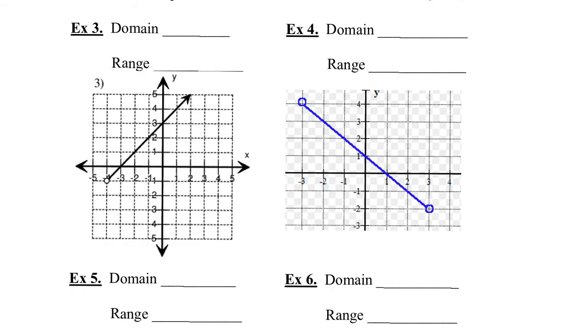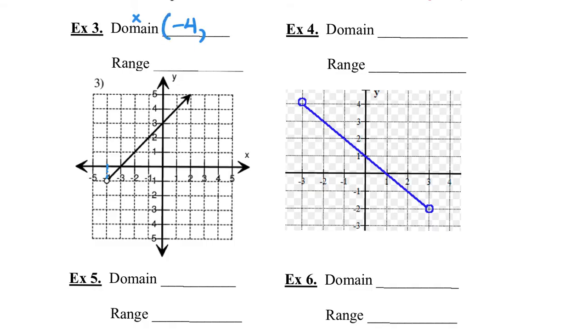Okay, for example 3, this is continuous because everything's connected. Remember, domain is the x's. The x-axis goes from left to right, so the furthest left point on this graph is over here. The x value at that point is negative 4, comma. Because this is an open circle, I'm going to use a parenthesis.